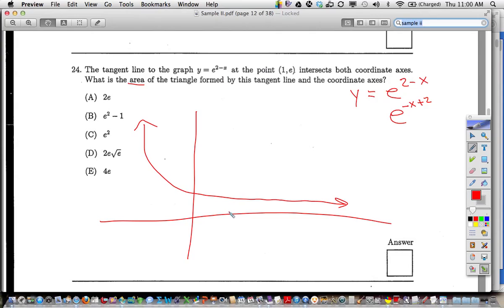Now, at the point 1, e, that's this point right here, there's a tangent line that intersects both coordinate axes. So that tangent line is going to come through like this. That's a terrible line. And come through like that. And it's going to make this triangle. Well, what do we need? We need the height and the base of that triangle. So what do we need to get that? Why will the slope help us? What do we need to be able to find this point?